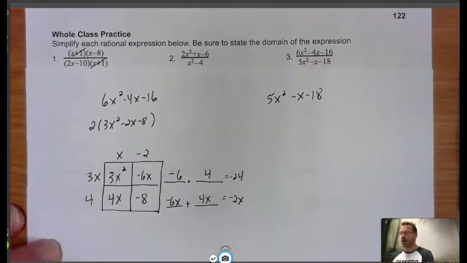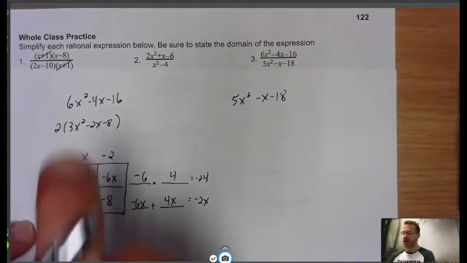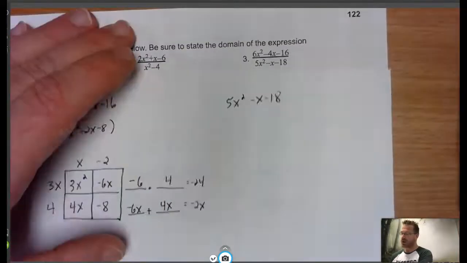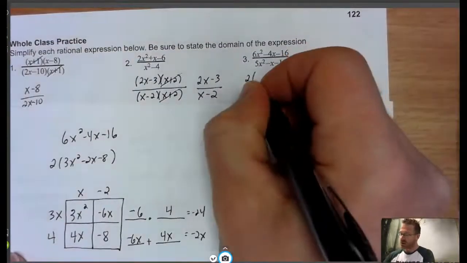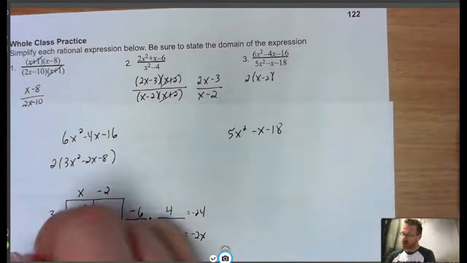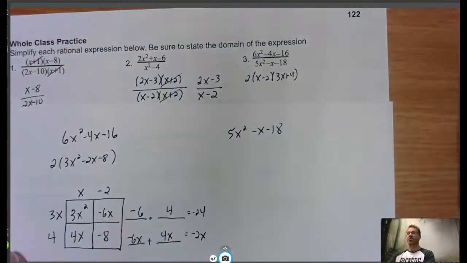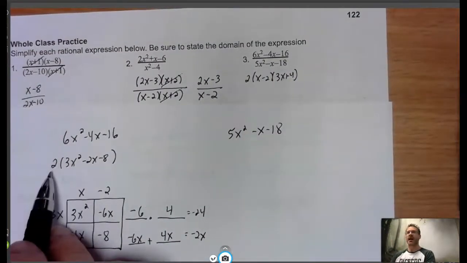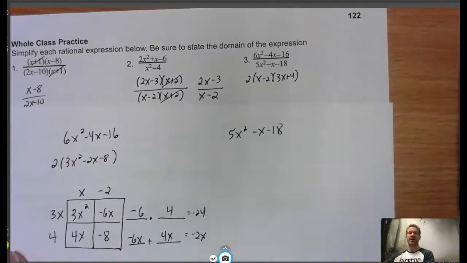Now when I think about factoring my numerator, I have to take all the factors, and that includes this 2. So my numerator would be 2 times x minus 2 times 3x plus 4. So when we say factor, that includes the constants. It's not going to really affect much with what we're doing today, but when we start graphing, if you lose that constant, it could have a big effect on what your graph looks like.